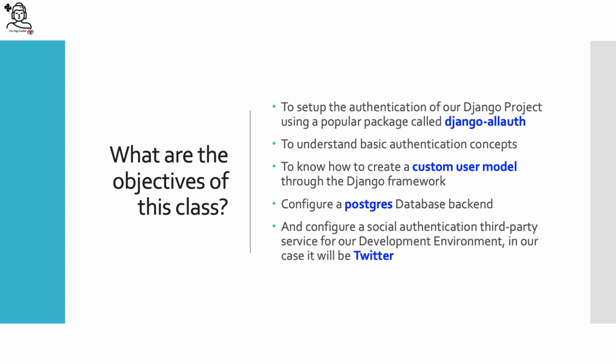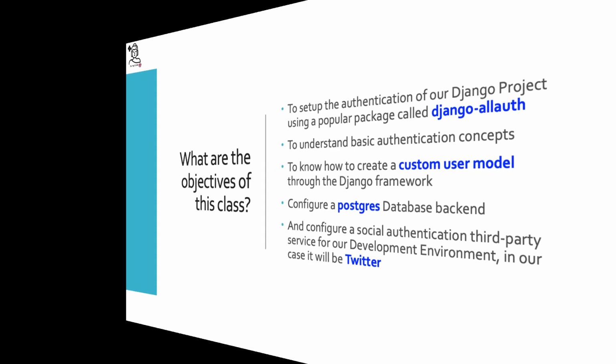You'll be able to set up the authentication of our Django project using a popular package called django-allauth. To understand the basics of authentication concepts in general and with respect to Django, to know how to create a custom user model through the Django framework, you'll know how to configure a Postgres database backend, and finally to configure a social authentication third-party service for a development environment, and in this case it'll be Twitter.